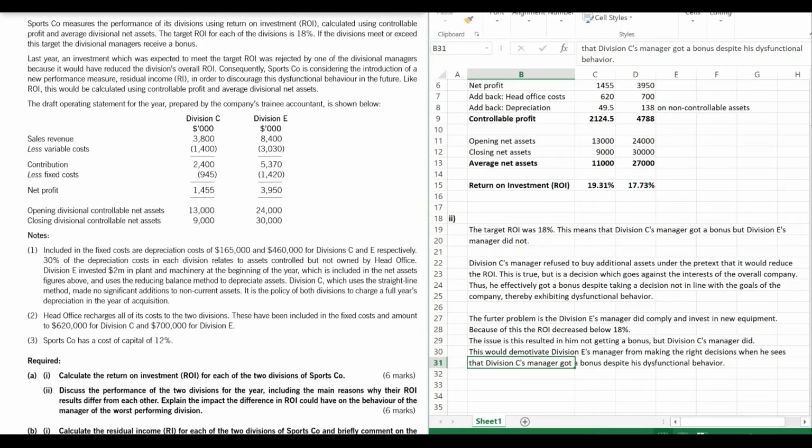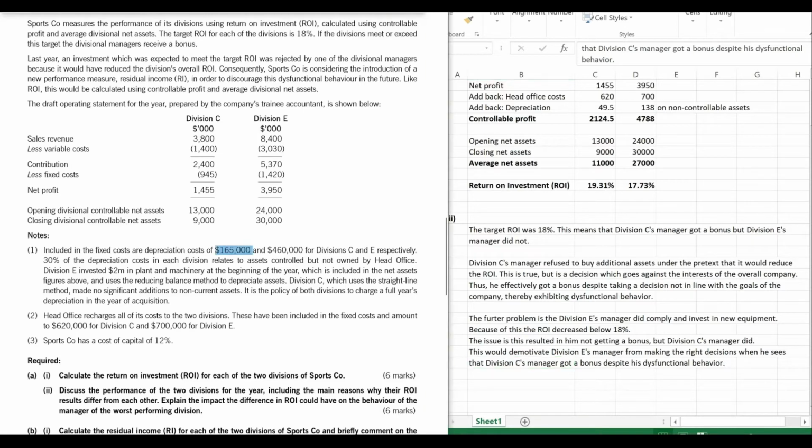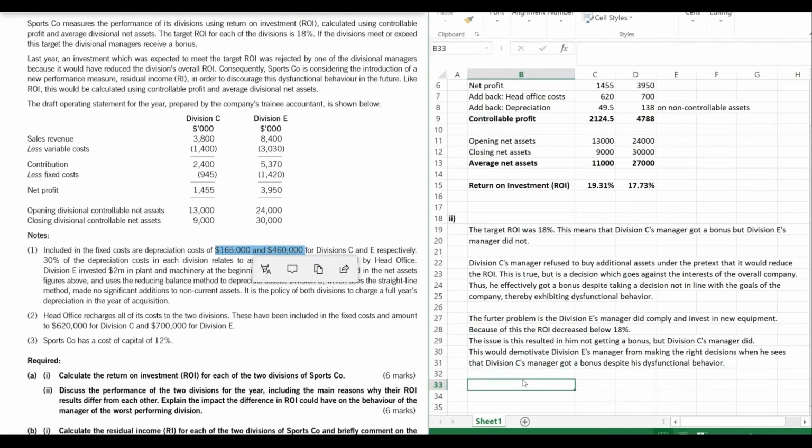So reducing balance, because it's a new 2 million worth of equipment, that would be a huge chunk of depreciation, because all of that is charged in the year of acquisition, right? So because of that, Division E's profits would have gone down as well, because their depreciation would have increased significantly. And this is highlighted. Look at the depreciation expense for C, 165,000 versus for E, 460,000, right? So this would also have decreased his ROI.